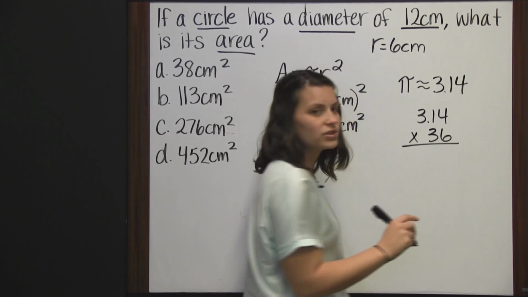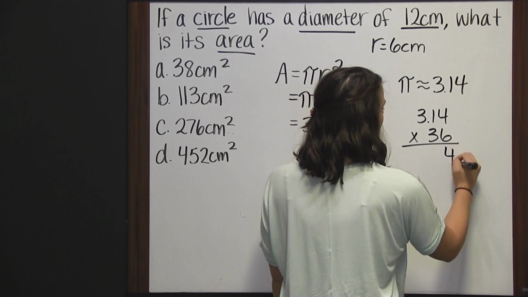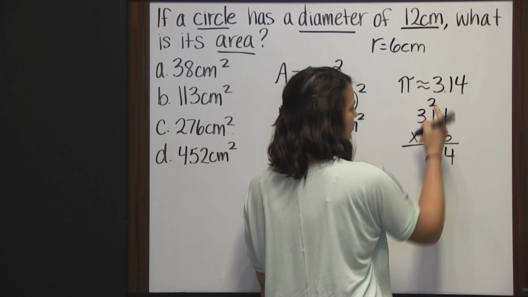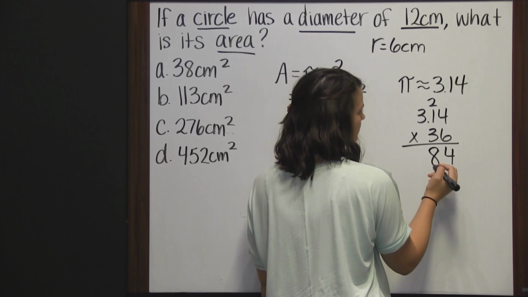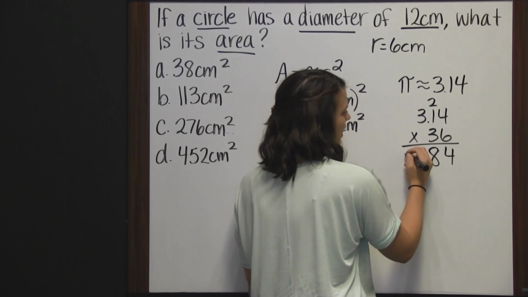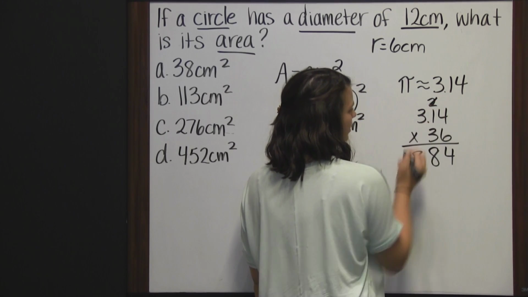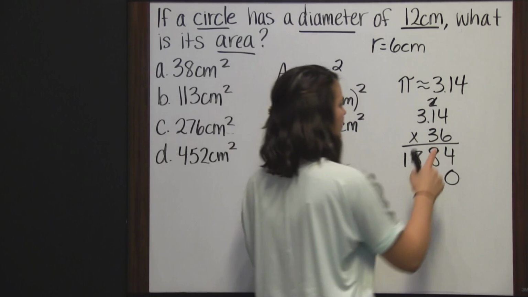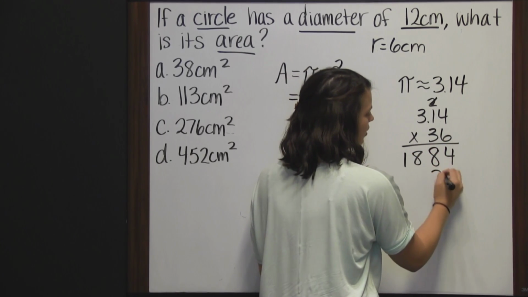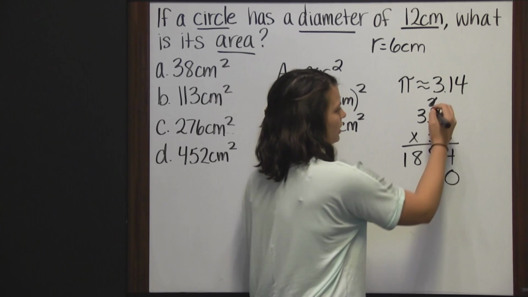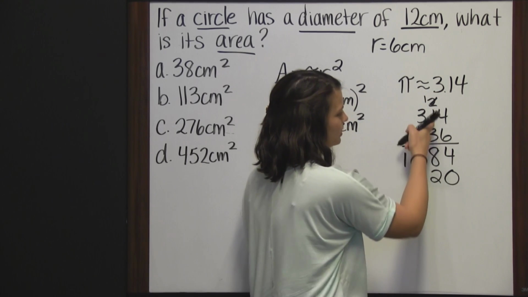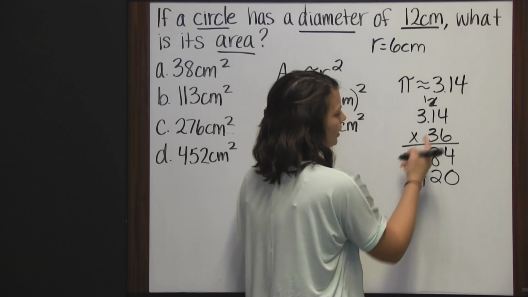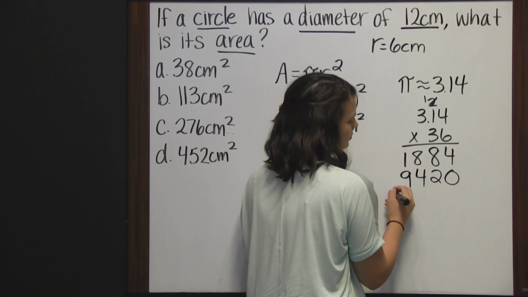6 times 4 is 24. Write the 4, carry the 2. 6 times 1 is 6, plus 2 is 8. 6 times 3 is 18. Put a 0 placeholder to move on to the 3. 3 times 4 is 12. Write the 2 and carry the 1. 3 times 1 is 3, plus 1 is 4. And 3 times 3 is 9.